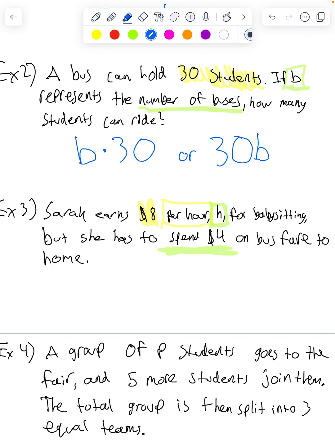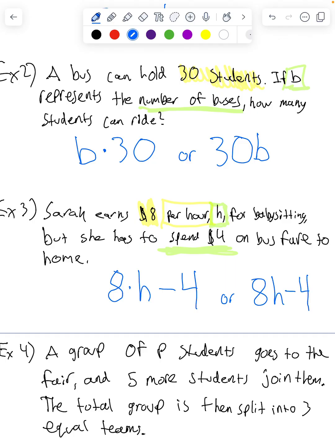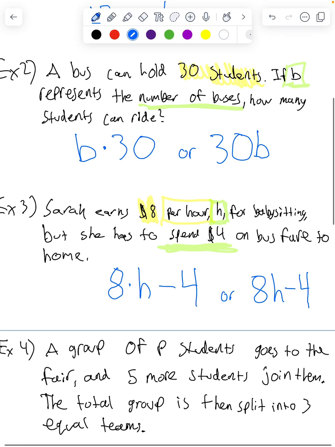If I have $8 per hour and I work H hours, so let's say 8 multiplied by H, and then I have to spend $4 to get home. So I'm going to take away 4. So again, I'm just going to kind of combine this and say 8H minus 4. If I work 10 hours, I could plug in H for 10 and solve. If I worked 2 hours, I could plug in for H and solve. We're just creating the expression.